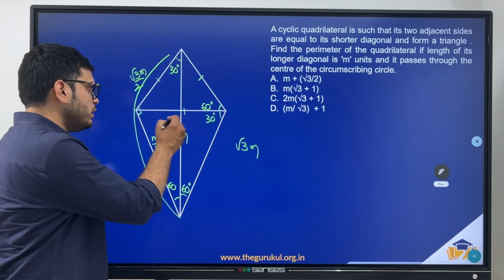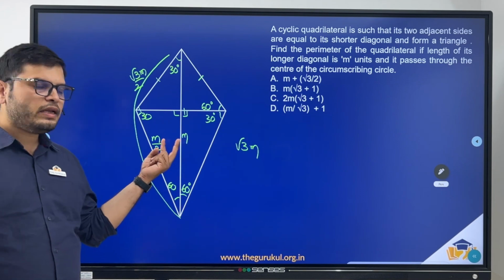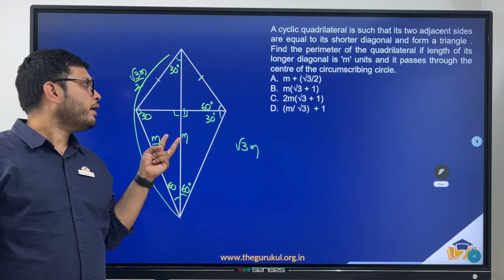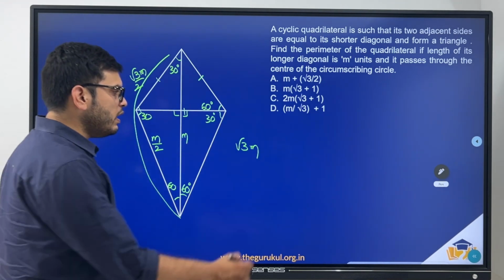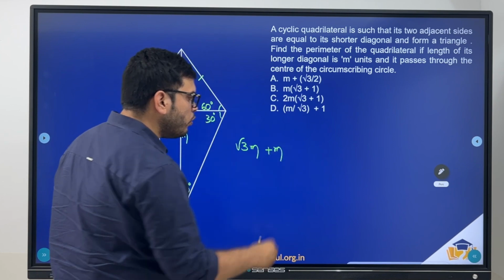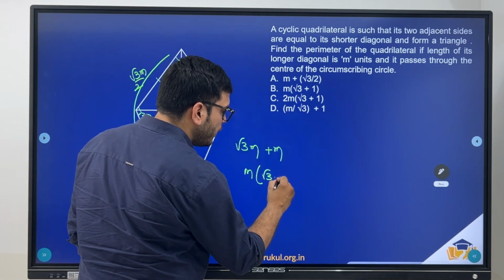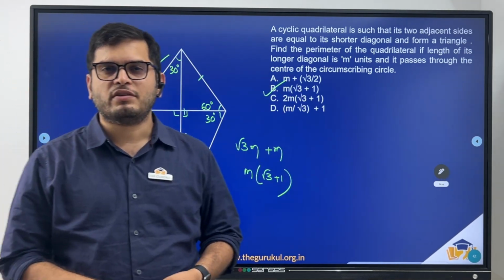60, 30, this is 30, this is a right angle. So these two triangles are congruent, or this is a kite where these two are congruent triangles and these two are congruent triangles. So if this is m by 2, this should also be m by 2. So m by 2 plus m by 2 is m. So this would be m into root 3 plus 1. Hence option B should be the answer to this question.